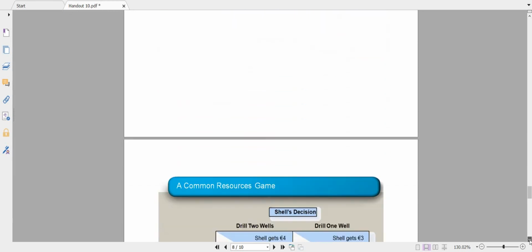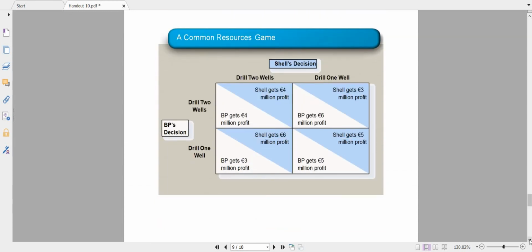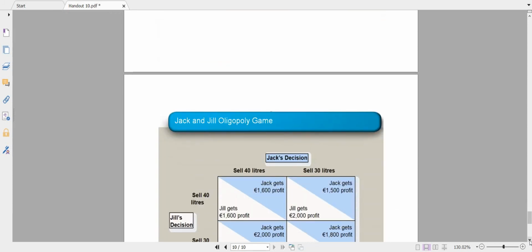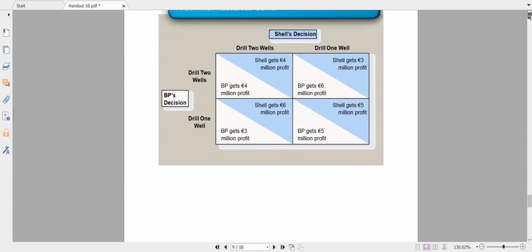Similarly, we have two other games here. That's the common resource game, and I presume there's another game which is the Jack and Jill Oligopoly game. So in these two games, you can also use the same logic.